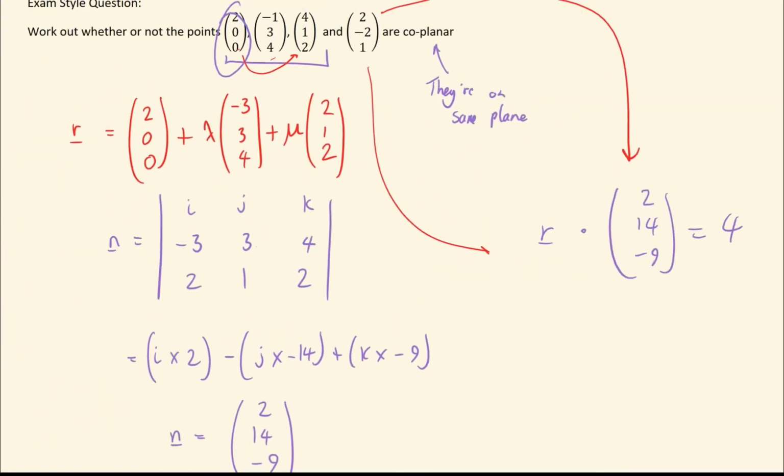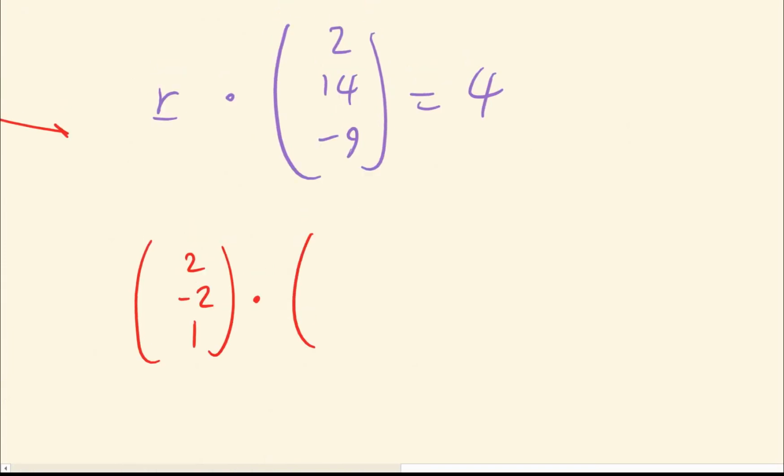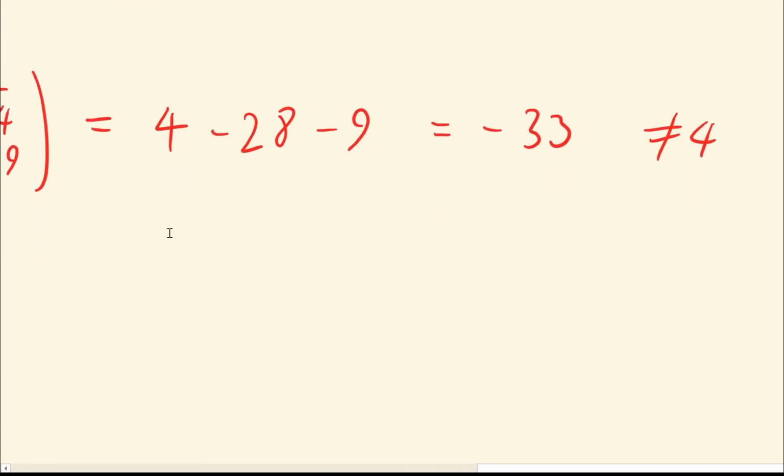So we have (2, minus 2, 1) dotted with (2, 14, minus 9). And at first glance, this is nowhere close. 2 times 2 is 4. We then have minus 28 minus 9, which is nowhere near 4. Minus 28 minus 9 is minus 37. Add the 4 is minus 33. This does not equal 4. So therefore the points are not coplanar.